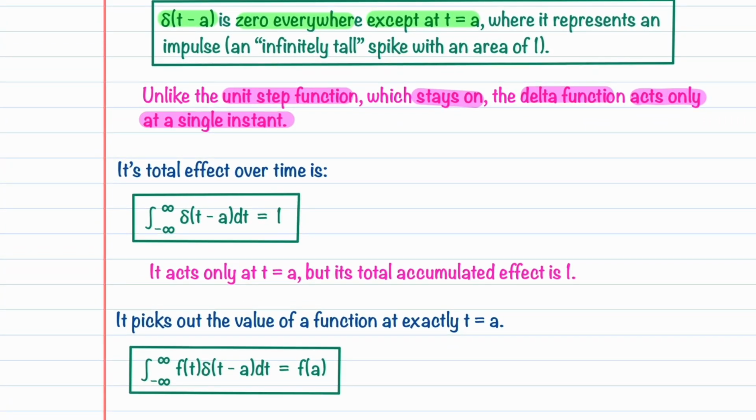Here's how we notate that: it represents an infinitely tall spike with an area of 1. The delta function also has this remarkable shifting property. It picks out the value of a function at exactly t is equal to a.